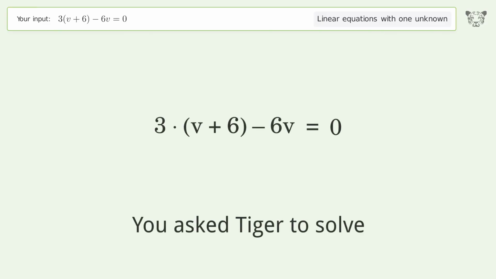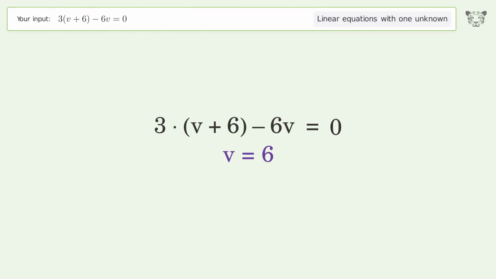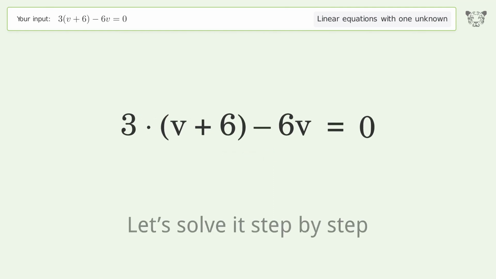You ask Tiger to solve. This deals with linear equations with one unknown. The final result is v=6. Let's solve it step by step.